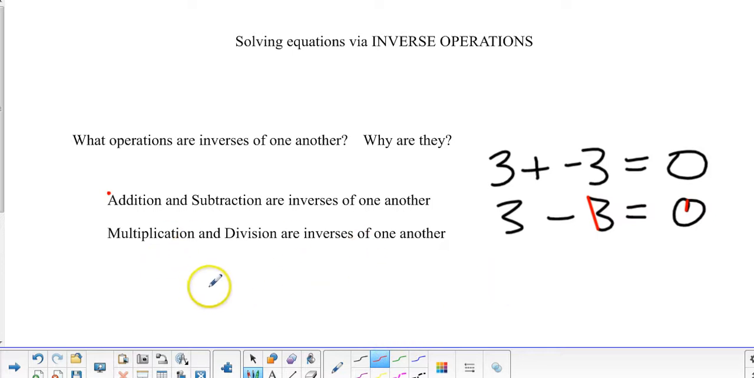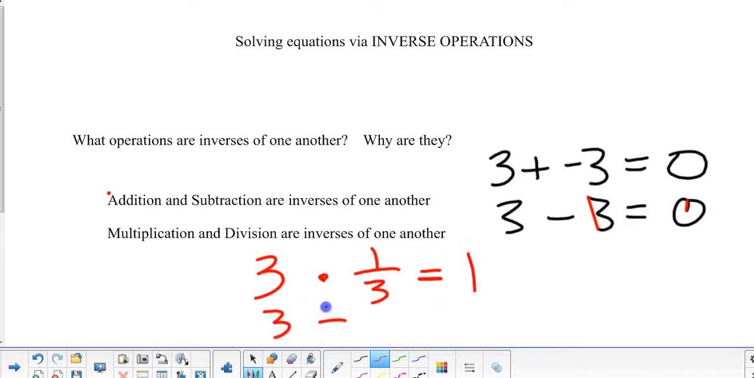And multiplication and division are inverses of one another. They undo each other. If we think of the inverse property for multiplication, any number times its reciprocal is equal to 1. So 3 times 1/3 is equal to 1, and 3 divided by 3, if we divide a number by itself, we also get 1. So again, division is the same as multiplying by the reciprocal, and subtraction is really just the same as adding its opposite.